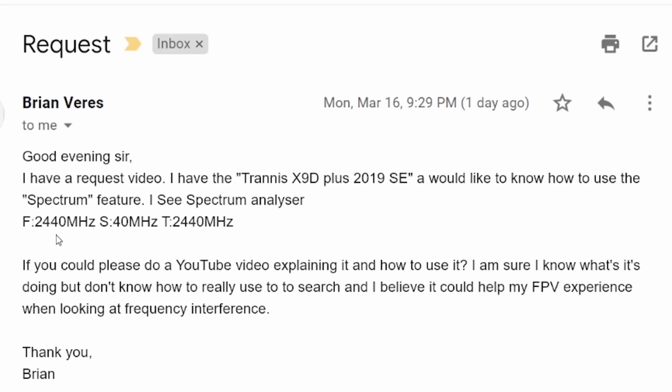I kind of feel like this feature is more of a novelty than anything else, just because 2.4 gigahertz control is very, very resilient and resistant to most forms of interference. So even in bad situations where there's a lot of Wi-Fi, you tend not even to notice. It's cool that FrSky put this here, but I think it's kind of a novelty.